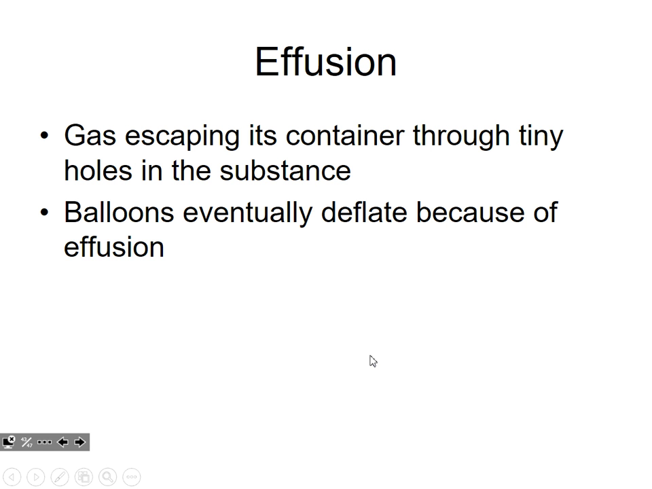And the reason that the balloons eventually deflate is that the gas particles inside the balloon find tiny, like microscopic holes in the container and they find their way out. Now the holes are really small, which is why the balloon doesn't deflate all at once. This is why it takes like months for the balloon to deflate, but the holes are there and the gas particles will find them and they will actually leave.